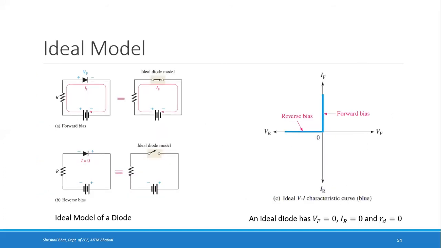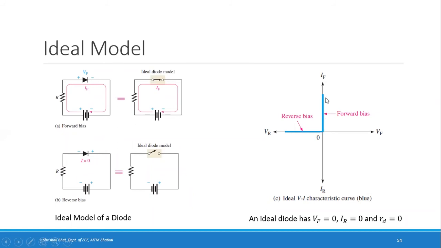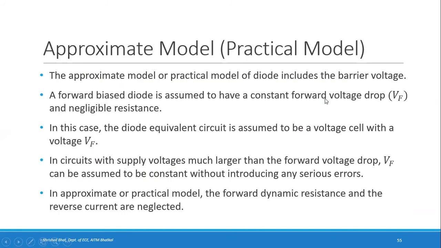In the case of an ideal diode, we did not consider the forward voltage drop. We said the current starts at zero itself. But in the approximate model, we will consider that forward voltage drop, but still the resistance is zero. In this case, the equivalent circuit is assumed to be a voltage cell with a voltage of Vf.